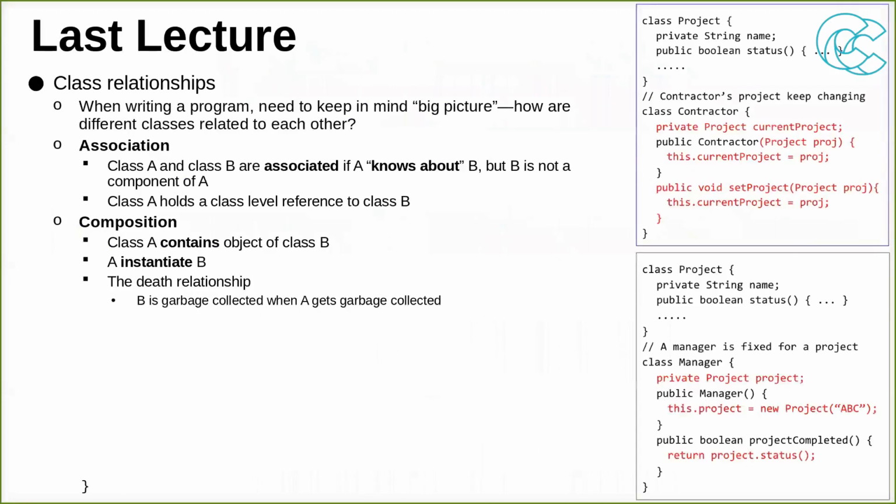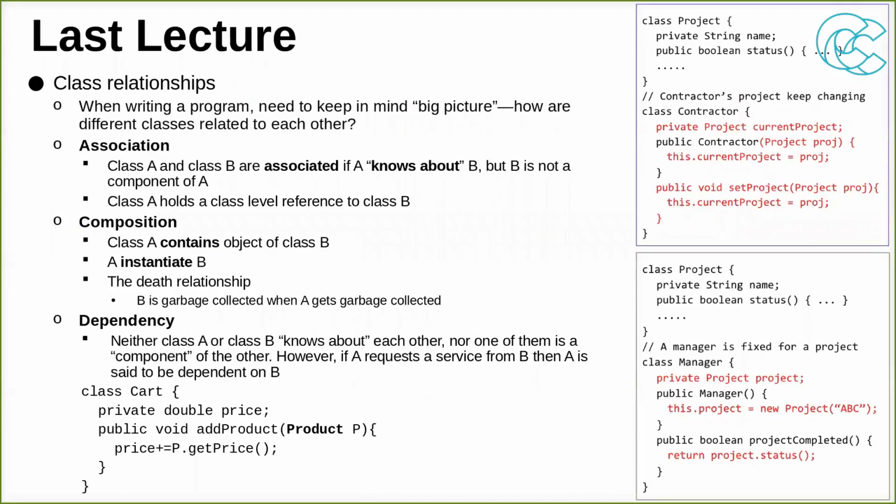So we already discussed this in the last class, so there's no need to go back, right? We discussed the three types of relationship: composition, association, and dependency. Depending on how the instance is created within the other class, you make this difference. So that's what differentiates one from the other. And the other differentiating point is the life span.